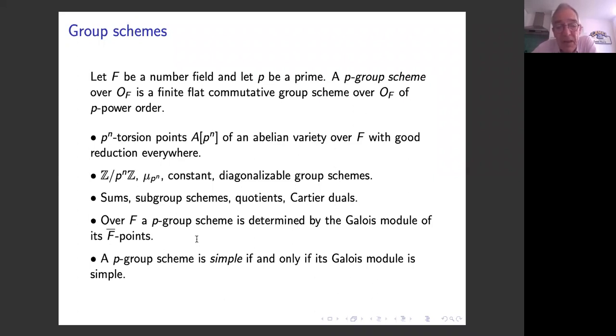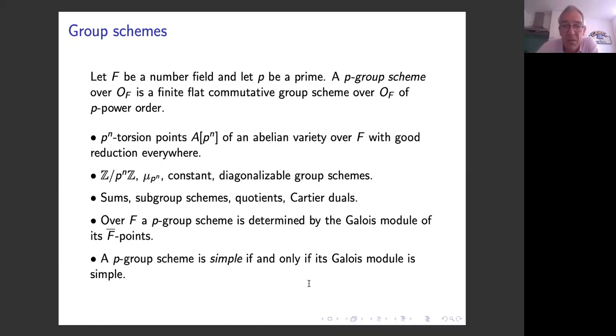And it is fine to think, if you are not used to working with group schemes, just think of the Galois module of their points. So the group scheme is just the points, except that it has an integral structure. It has a scheme structure. And in fact, if you consider group schemes over a field rather than the ring of integers, then it is actually the same thing. The group scheme is completely determined by its Galois module of points, so the points together with the action of the Galois group. There is also a notion of a simple group scheme, that is a group scheme that doesn't have any proper closed subgroup schemes. And you can see this on the Galois module, so the notion of simple coincides completely with that.